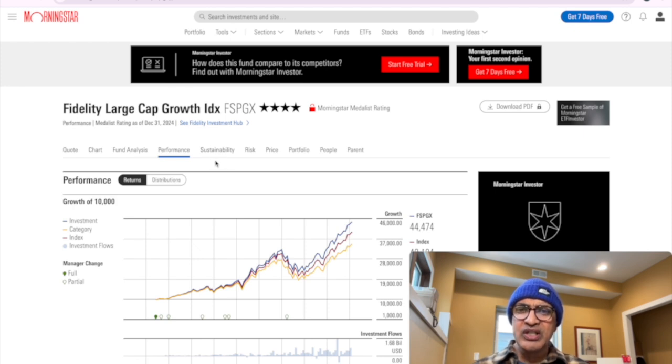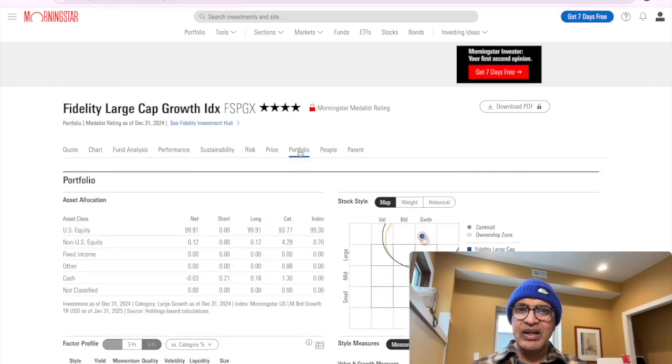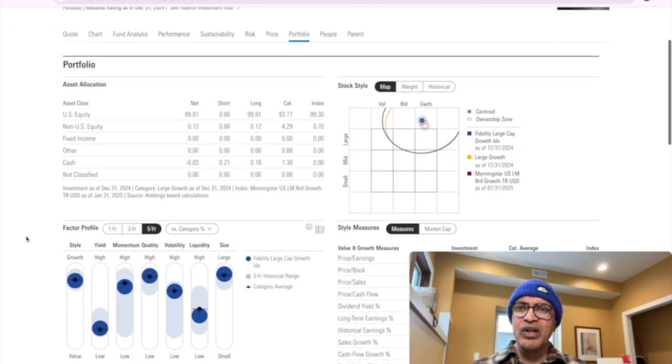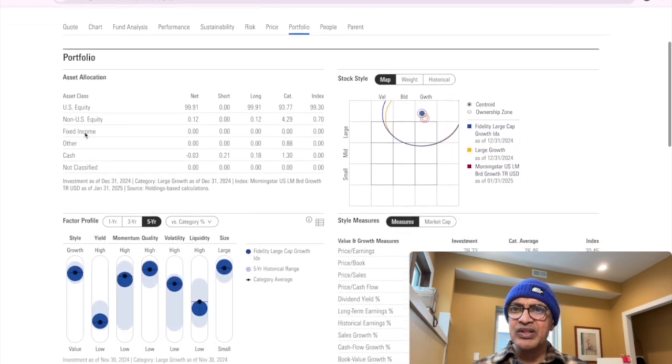So, the next tab that I want to talk about, I'm not going to go into sustainability. That just talks about sustainable growth and is more environment related. Risk, we will cover a little later, but let's cover the portfolio here for a second. That's one of the more important tabs. If you click on the portfolio tab, this shows you where the fund is investing its money: in what sectors, in what countries, etc.